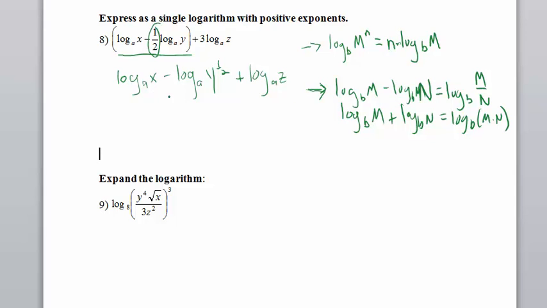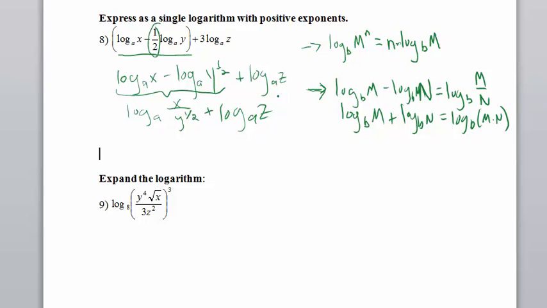Now I can apply my difference, right? I can write those two as a single logarithm. That's the log base a of x over y to the 1/2 plus the log base a of z. So far so good. I've taken three logarithmic expressions and combined two of them using my properties.